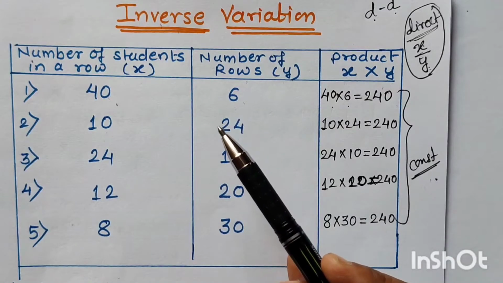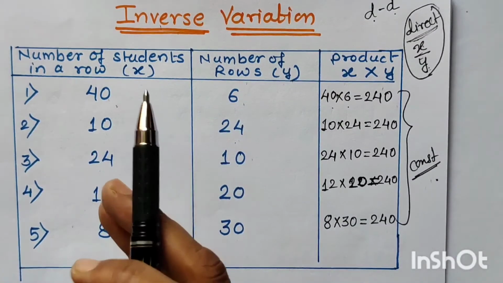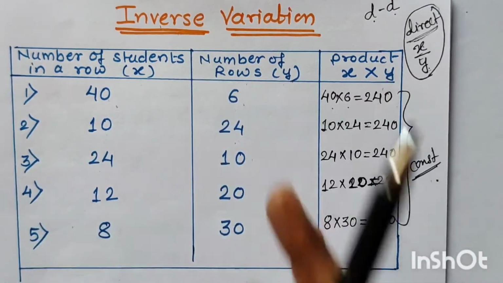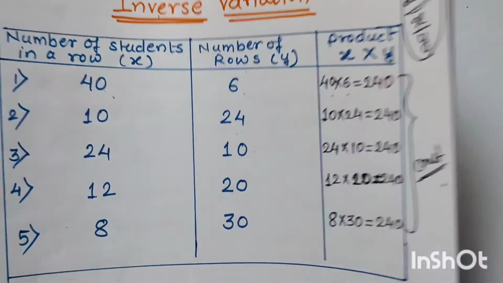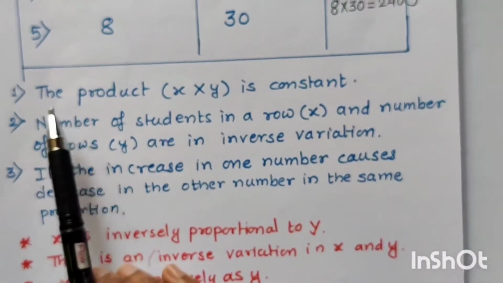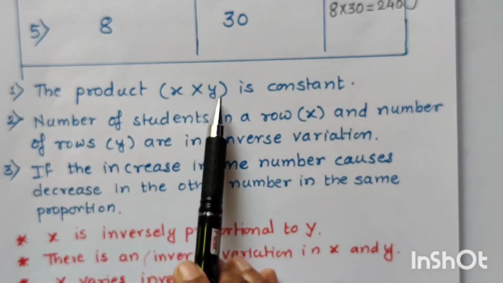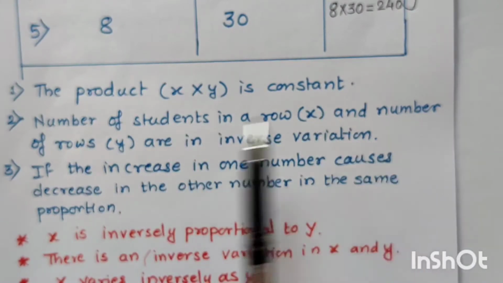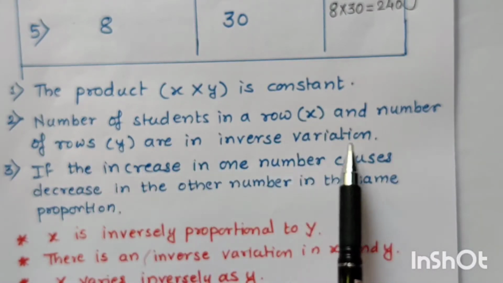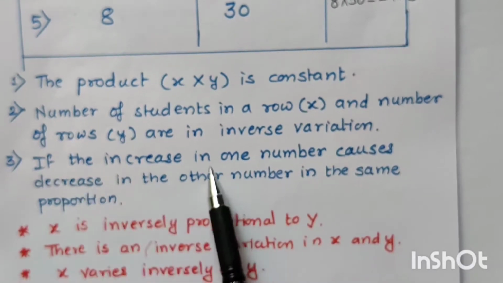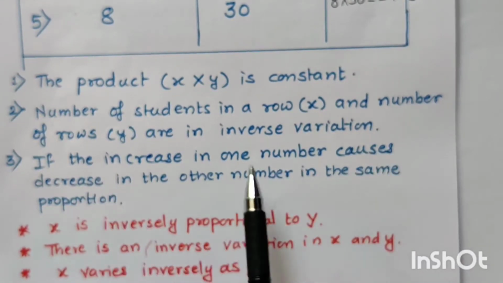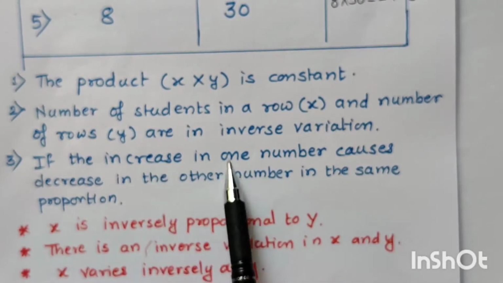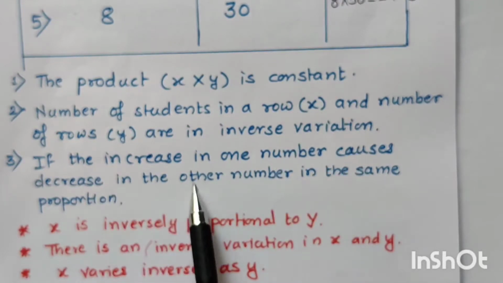So we can identify inverse proportion from this only. When one number increases, the second decreases, or when the first decreases, the second increases. That is inverse proportion. So what we have seen from this example is that the product x into y is constant. The number of students in a row x and the number of rows y are in inverse variation if the increase in one number causes the decrease in the other number in the same proportion. In inverse proportion, what happened? The increase in one number causes the decrease in the other number.